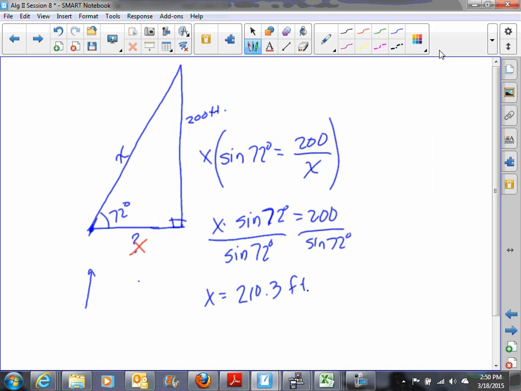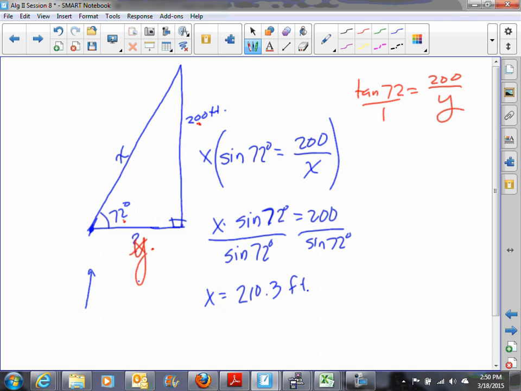I better use a different variable here. Let's call this y. Why not? Okay. So if we want to know what y is, realize that we now have 72, the angle. We have 200, the opposite side, and we want to know y, the adjacent side. Well, now we know that the tangent is the function that relates an angle to the side opposite and adjacent. So we can say tan 72 is equal to 200, the opposite, over y, the adjacent.